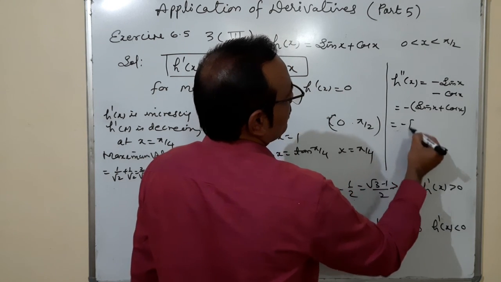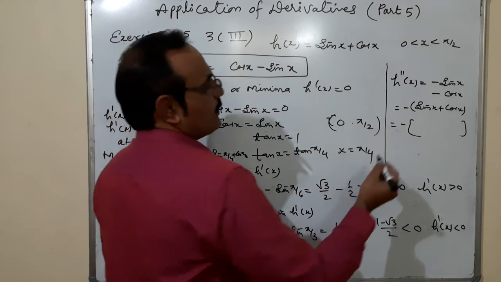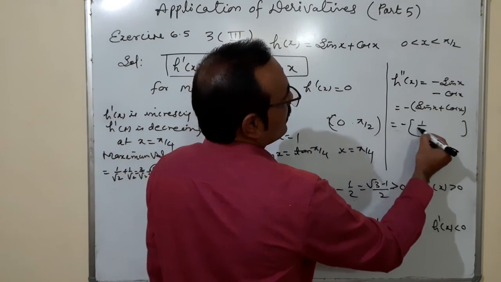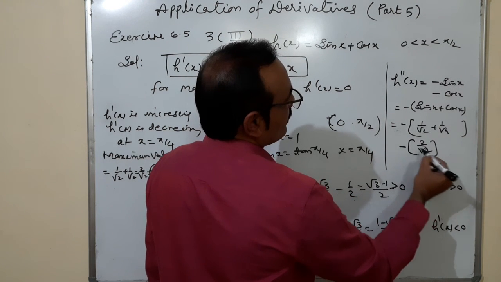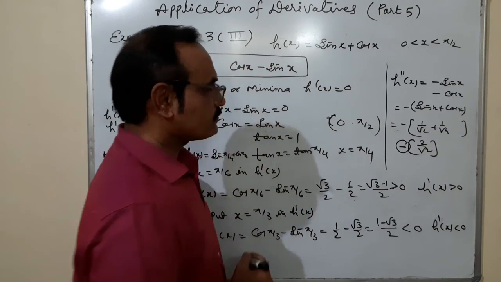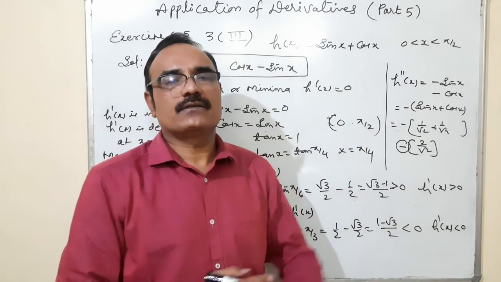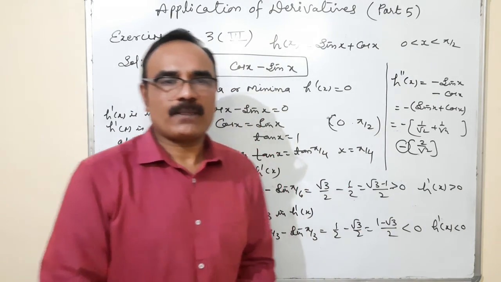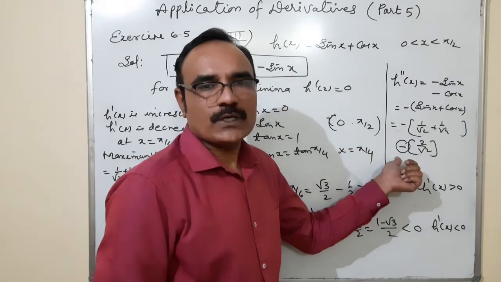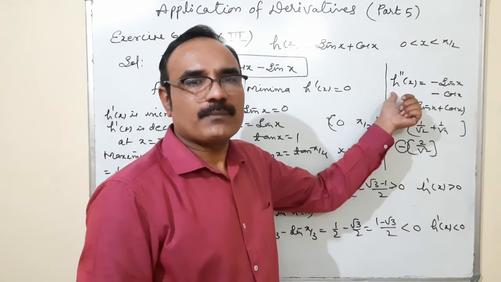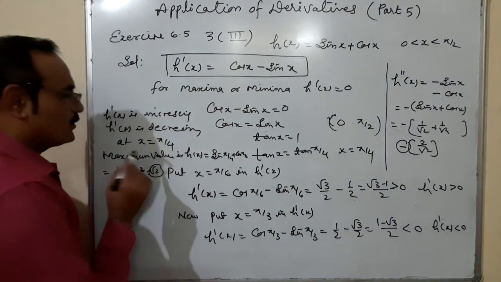And now what should be done? In place of x, we can put x is equal to pi by 4. So when we put x as pi by 4, sin pi by 4 is 1 upon root 2, plus 1 upon root 2, that means minus 2 upon root 2. And if the minus sign comes in the second derivative, that means the function is having a maximum value. What does it mean? The function is maximum at x is equal to pi by 4, and the maximum value is root 2.